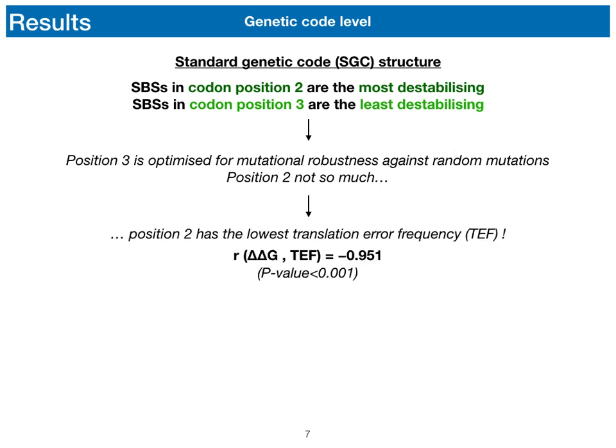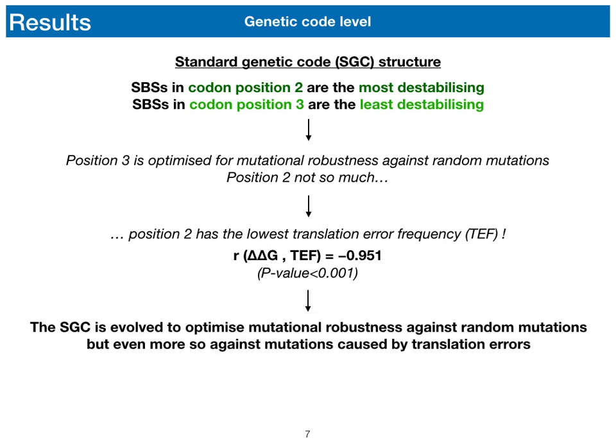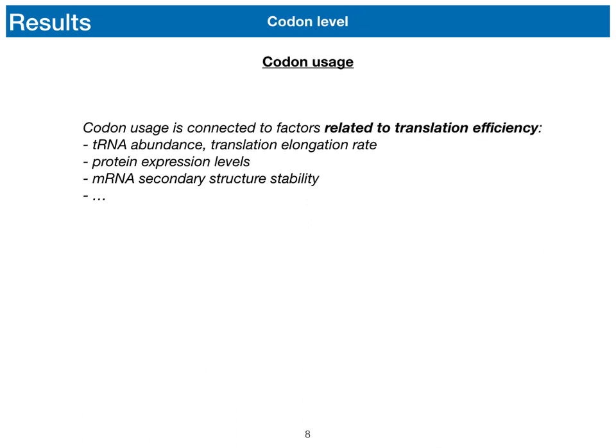However, we also know that position 2 has the lowest rate of translation errors. So we looked at the correlation between this rate and the mutational stability change for all positions, and found an almost perfect Pearson coefficient. So this suggests that the standard genetic code has evolved to optimize mutational robustness against random mutations, yes, but even more so against mutations caused by translation errors.